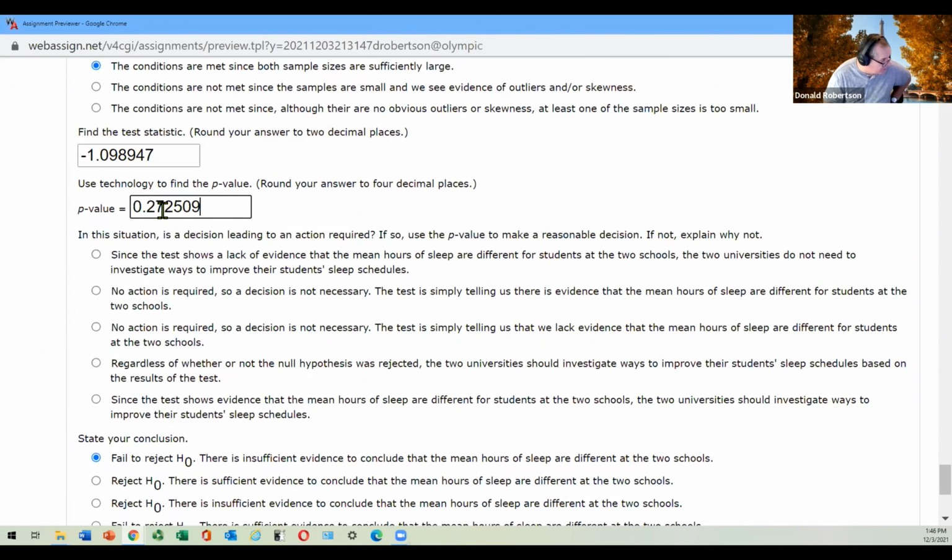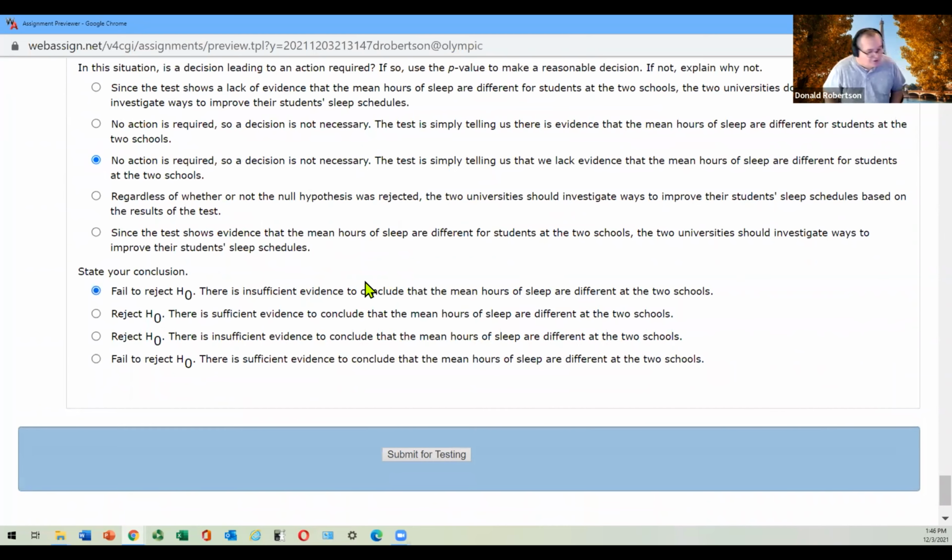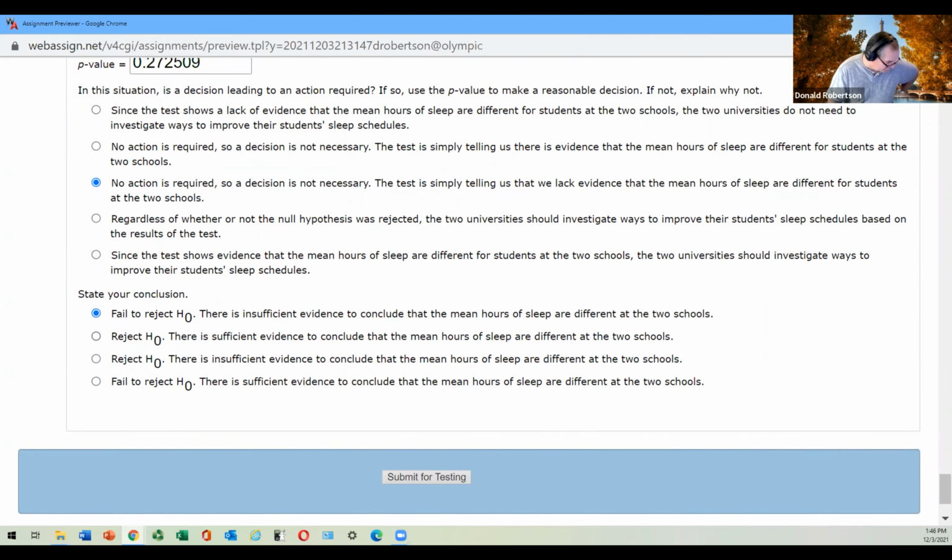Would you agree then that this is definitely not less than 0.05? So let's see what this says. In this situation, is a decision leading to an action required? No, there isn't. And there's my fail to reject. Okay, so if you've done one of these, haven't you pretty much done all of them, right? Put in population one's numbers, put in population two, the samples, and let SALT do the rest.